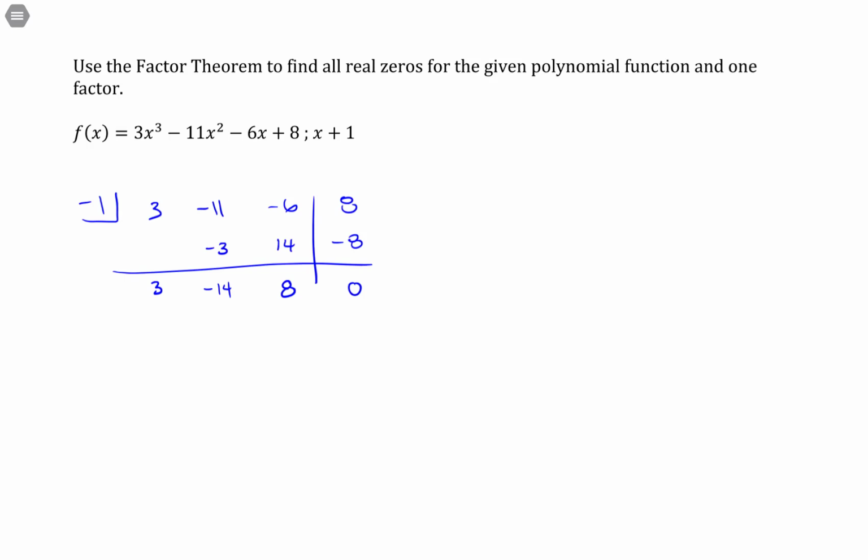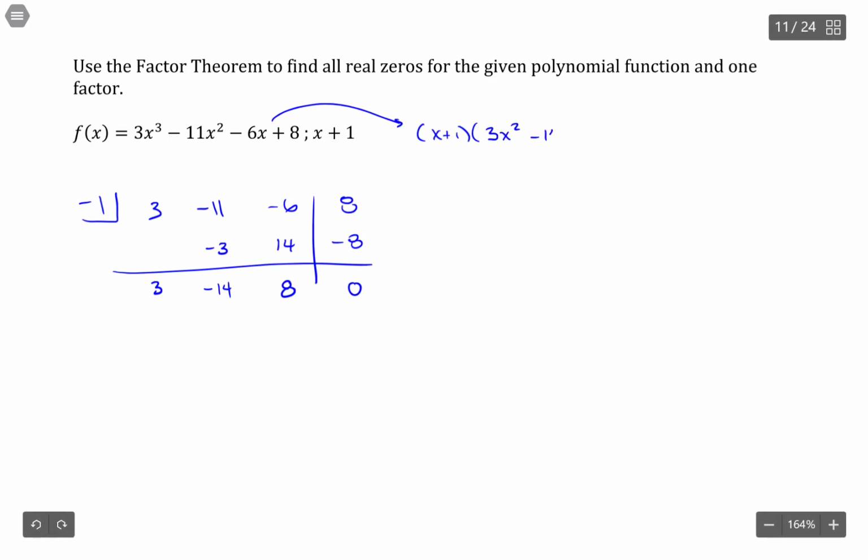So what we have now is the original polynomial can now be factored into the form x plus 1 times, using these coefficients as creating a polynomial of degree 2, 3x squared minus 14x plus 8. So finding the remaining zeros, or the remaining factors, which is effectively equivalent, works out to simply finding the zeros of this quadratic.